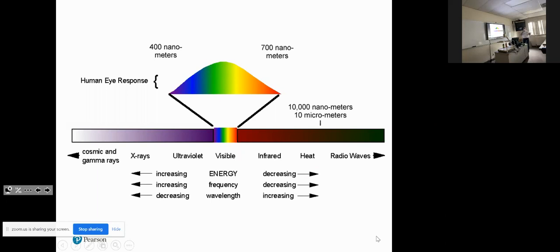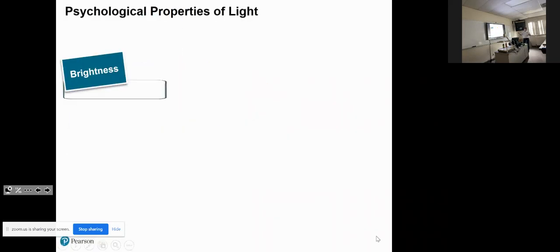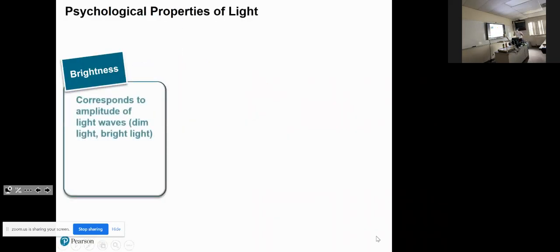And when we get into cones, which we'll talk about in just a little bit, our cones are the ones that detect the color in that paint can. The rods will detect black and white, and are better suited for lower light conditions.